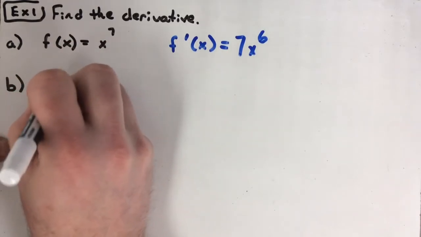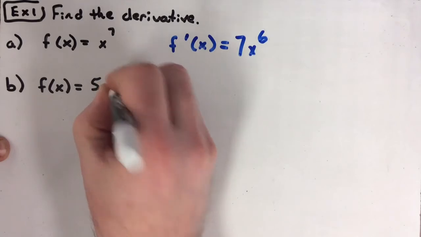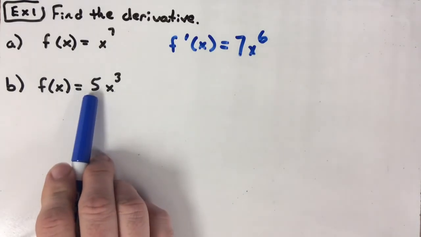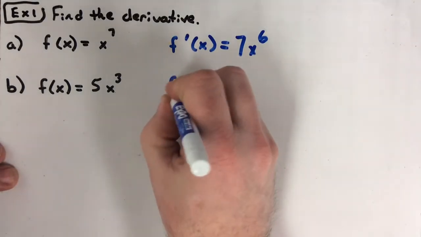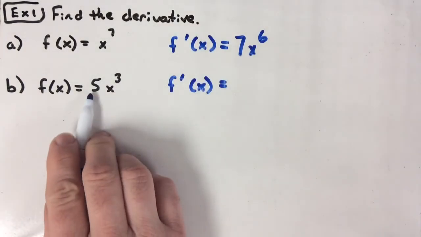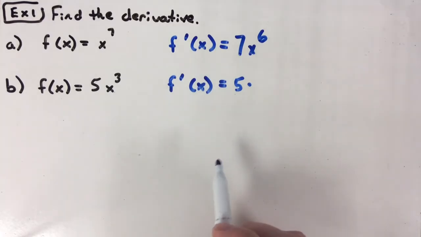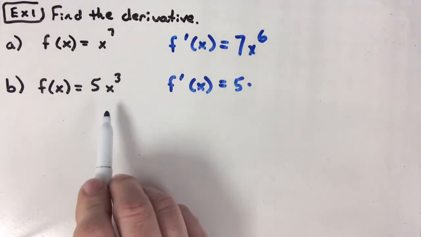Letter B. F of x is equal to 5x to the 3rd. Okay, so this looks a little bit different. We have a number here in front. We have the number 5, so we need to know how to handle that. But it is easy, and it's exactly what you would think it would be. We had a 5 here, so I can just copy that down.